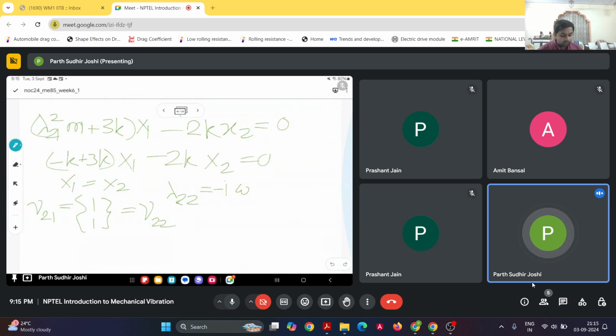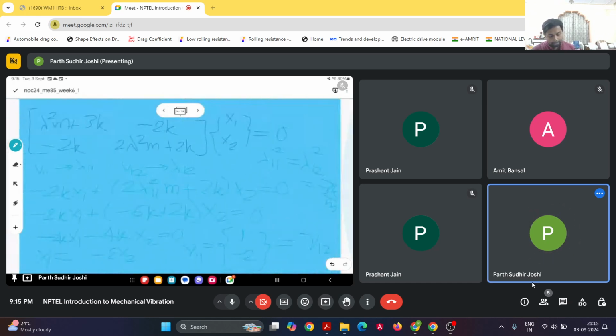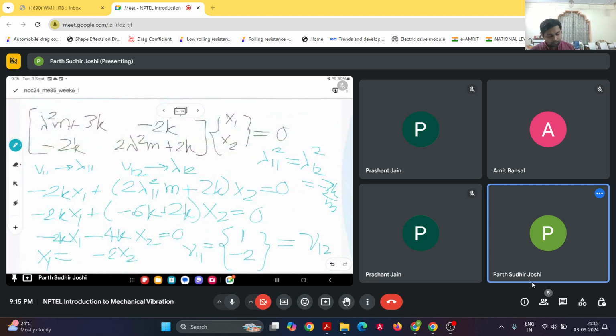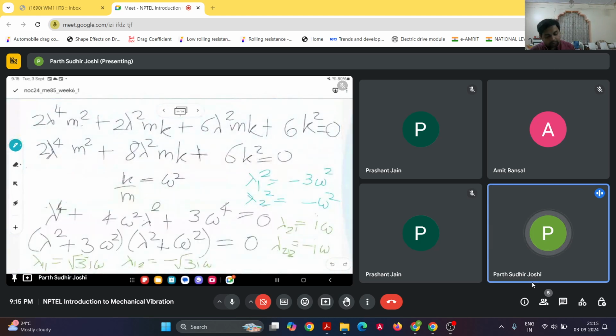So our natural frequencies are, basically, lambda 1 square is minus 3 omega square.